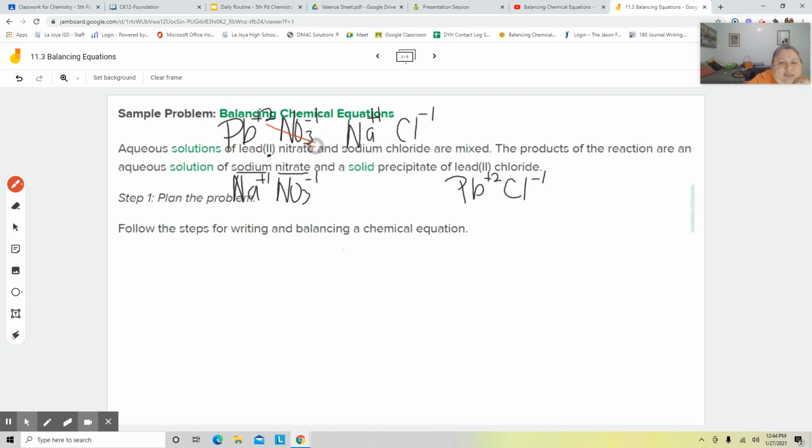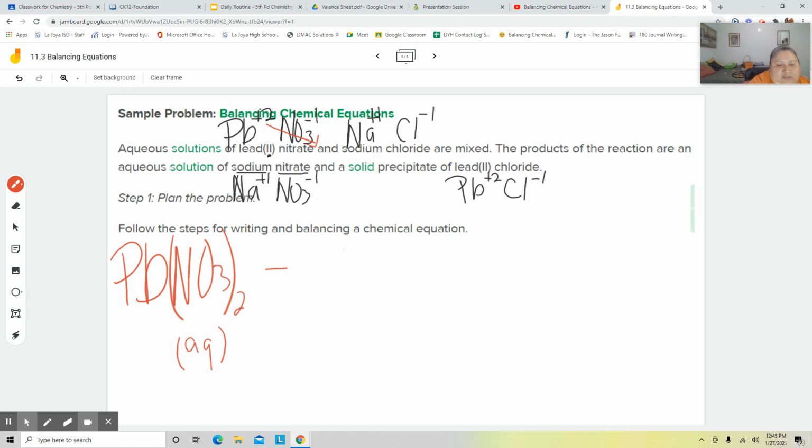So this guy does not cancel out with the -1, so it needs to cross down. And that's going to give me a formula of Pb(NO3) in parentheses with the 2 on the outside. And since it says it's aqueous, I can also include the physical state of it. Okay, then we have sodium chloride. A +1 and a -1 cancel out because it's the same number. So I end up with NaCl. And it also says that it's aqueous, so I'm just going to put aq in parentheses on the bottom.